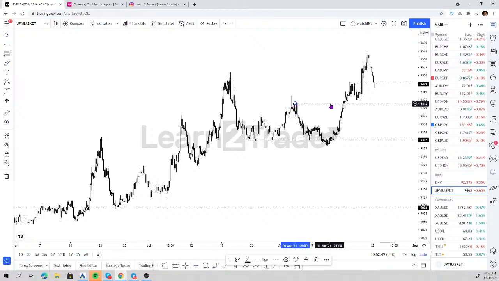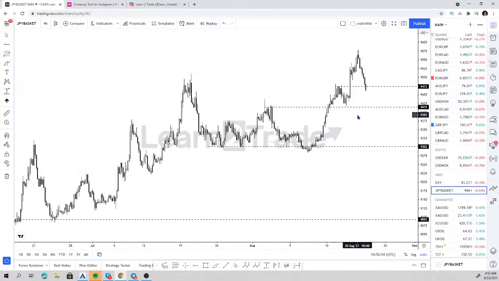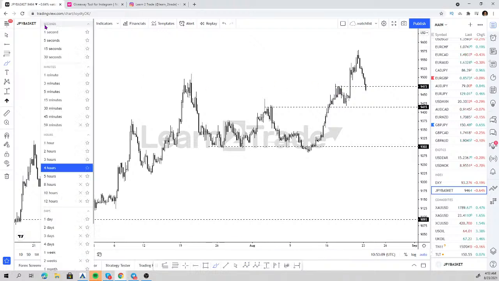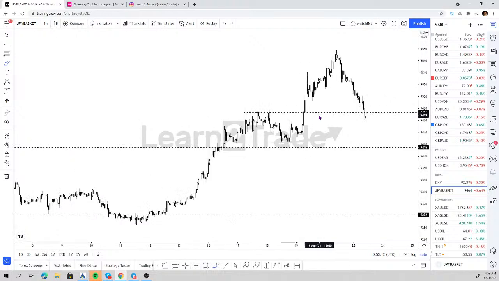To be completely honest, the Japanese yen being a safe haven, I'm still going to be looking for longs. Even though price has broken the previous highs, I'm not going to go short. That to me makes no sense. And more so because we have what we could call a short-term area of support, so we could actually have what seems to be a fake out and then a bullish continuation.